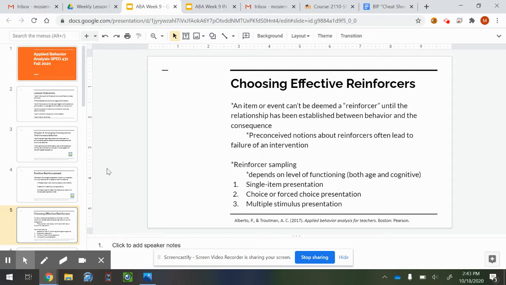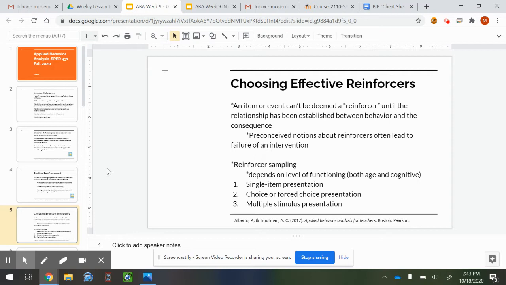So you give them a contingency of do this, then you will get this reinforcer, and you track to see how many times that works, therefore proving whether or not that item or event is truly a reinforcer. The second one, and we're going to actually practice this in class, is a choice or forced choice presentation.